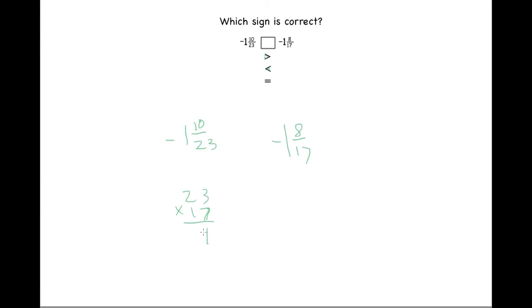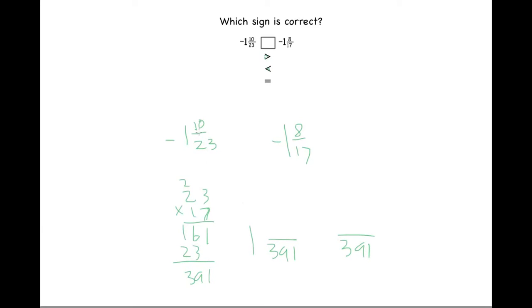So we have 21, carrying 2, 7 times 2 is 14, plus 2 is 16. We have 1 times 3, 3, 2, 2. You guys should be on the same page as me on this. And we have 391. So the denominator is 391. We have 391 here, and we have 391 here.